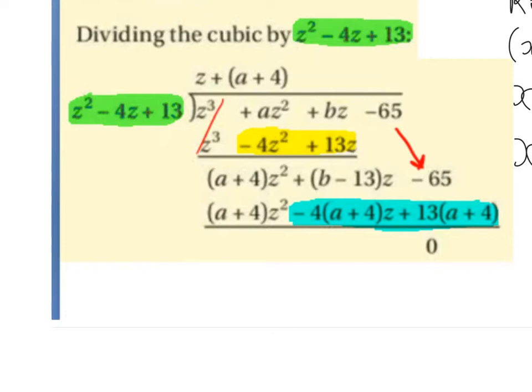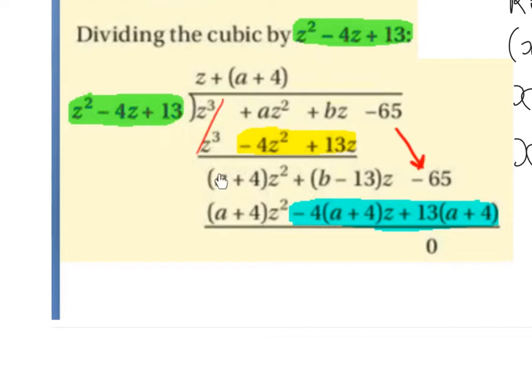Now be very careful here with your signs, because technically in order to cancel out the z cubed, you're changing the sign, so it'd be z cubed minus z cubed equals 0, which means you're changing the sign of the minus 4z squared to be positive, and you're changing the sign of the positive 13z to be minus. And then we bring down our minus 65. So then we repeat the process.